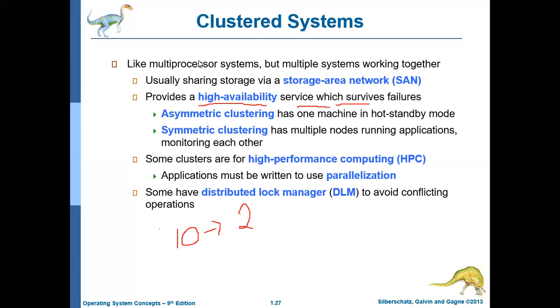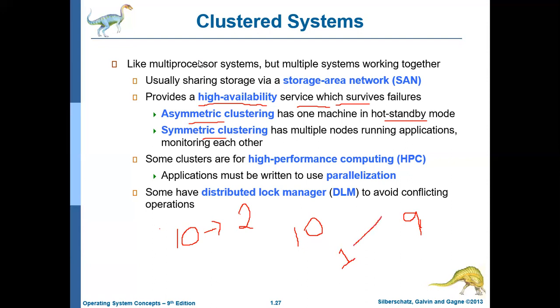And we have two types of clustering. One is called asymmetric clustering. The other one is called symmetric clustering. In asymmetric clustering, one of the machines will be in standby mode. So if you have a cluster of 10 computers, 9 computers will be doing the actual job. The cluster operating system will divide the job among these 9 computers, whereas one computer will not be doing any job. It is in standby.